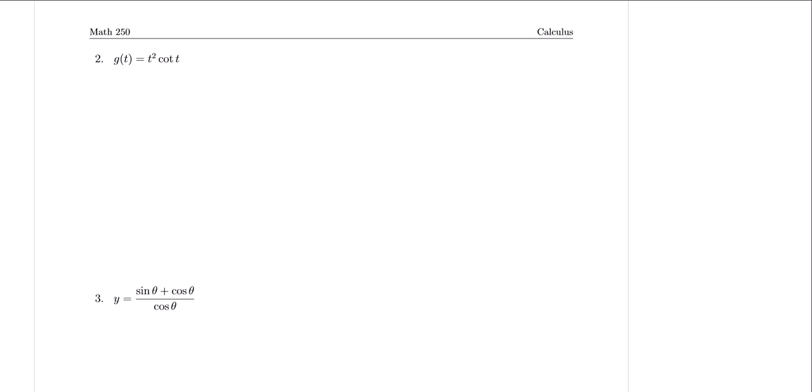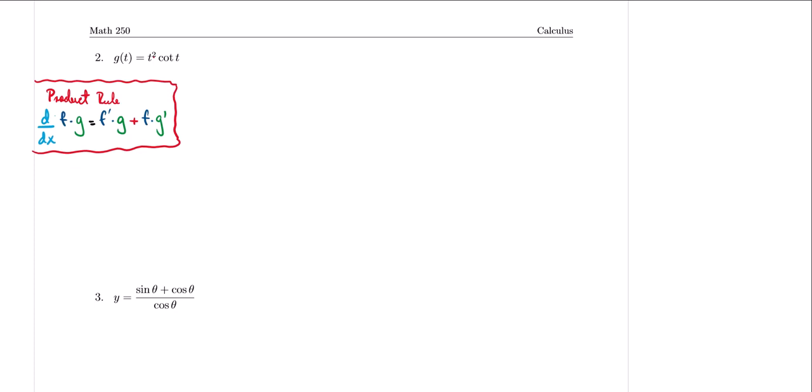So let's go ahead and begin with this first function where we're being told that g of t is equal to t squared times the cotangent of t. So what would be this derivative? Now, the last problem on the previous video involved the quotient rule, but this time around, we are multiplying two functions, t squared times the cotangent of t, which means that we need the product rule.